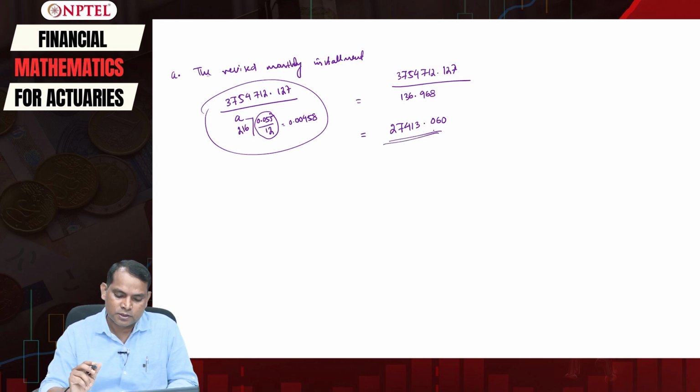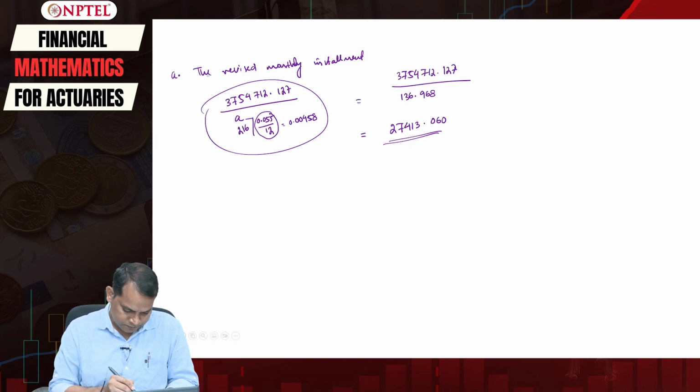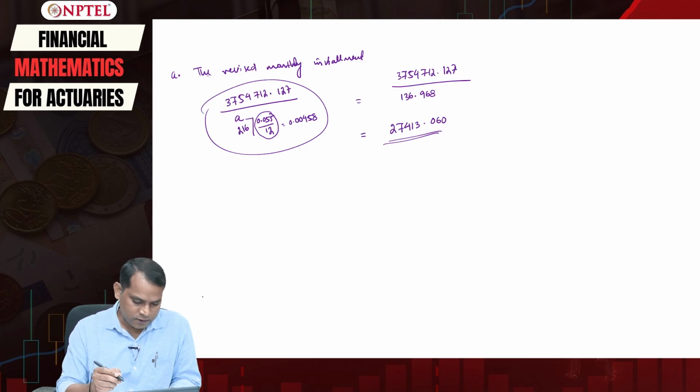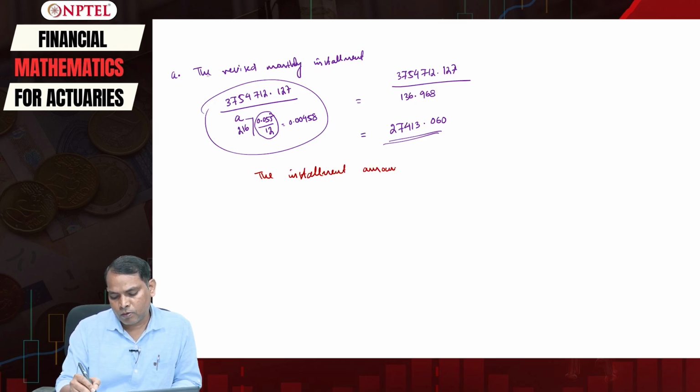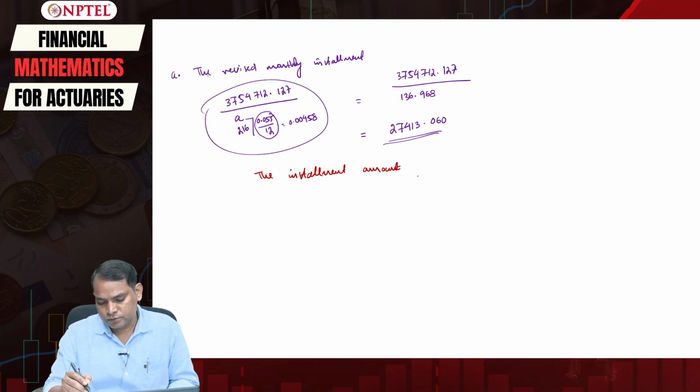So what is the initial installment amount we had? The initial installment amount we had was... so what is the increase? Now the installment is increased to the installment amount. Okay, I will write this amount.